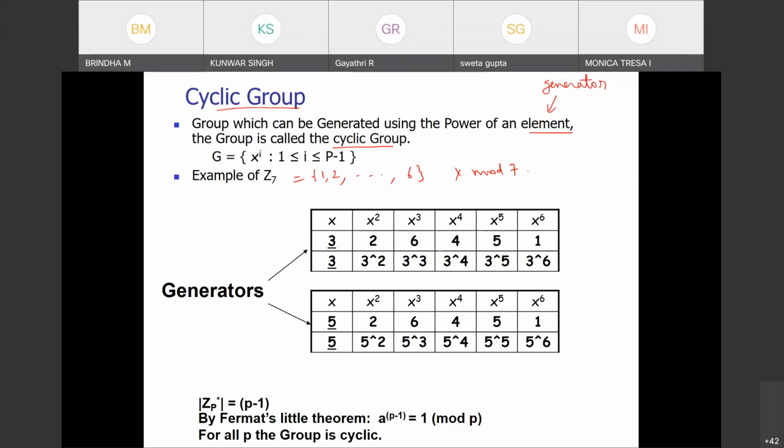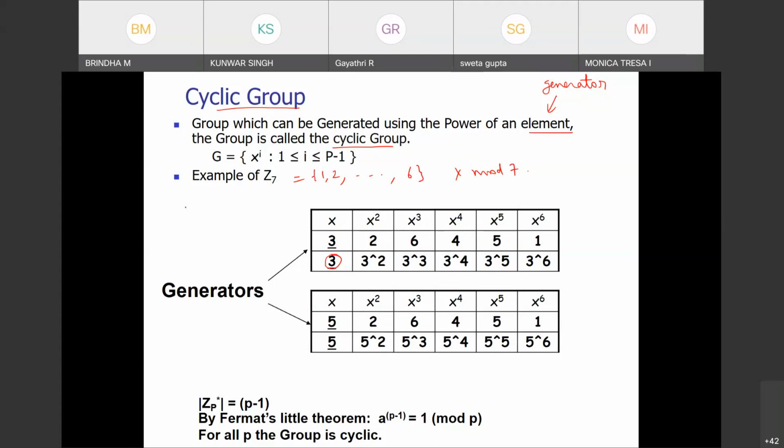6 into 3 gives 3 to the power 4: 18, and 18 modulo 7 is 4. 4 into 3 is 12, and 12 modulo 7 is 5. 5 into 3 is 15, and 15 modulo 7 is 1. So you can see all the elements 1, 2, 3, 4, 5, 6 can be written as powers of one element, that is 3. If that is possible in a group, then that group is called a cyclic group.